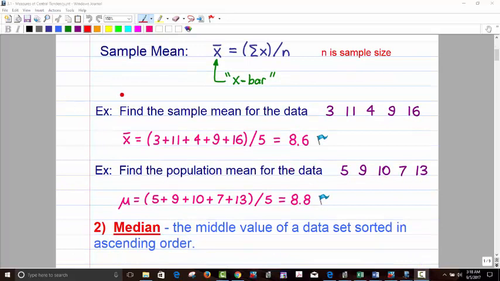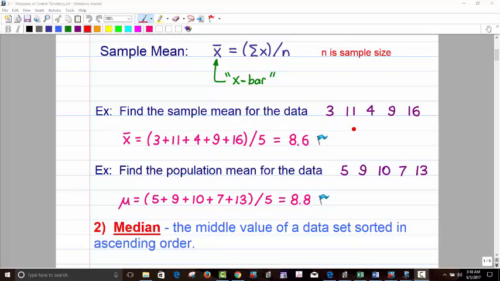All right, so find the sample mean for this data. 3, 11, 4, 9, and 16. Now, because it said sample mean, I'm using the notation for sample mean. Well, all I'm doing is adding those 5 numbers up and dividing by 5. Notice how I put parentheses around this.